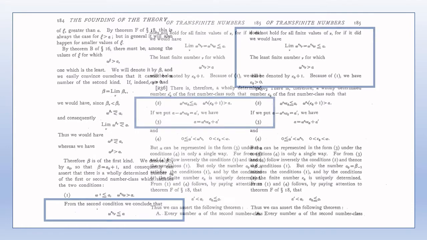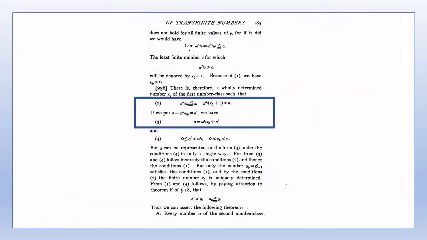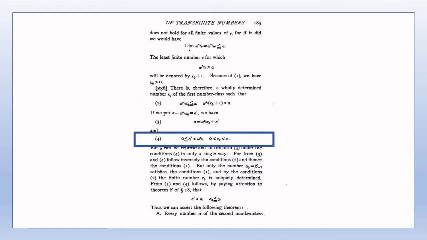The inequalities of point 2 follow from the definition of kappa naught, since kappa naught was defined to be the least value of nu for which omega to the power of alpha naught times nu is greater than alpha. And point 3 follows from point 10 on page 155. For the inequalities of 4, we have the argument as shown on the screen.